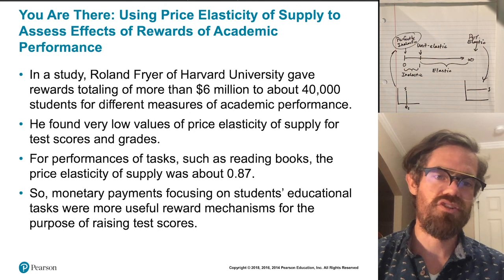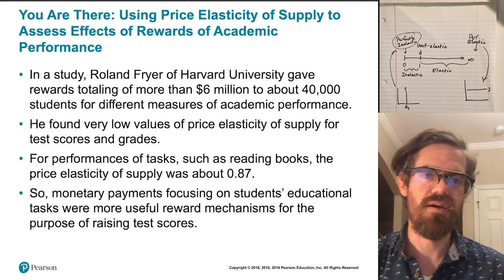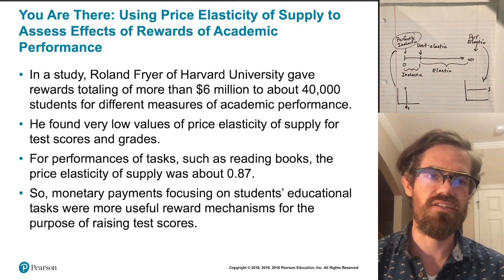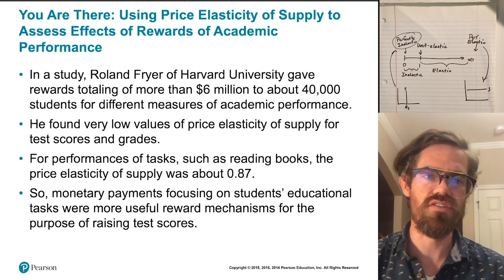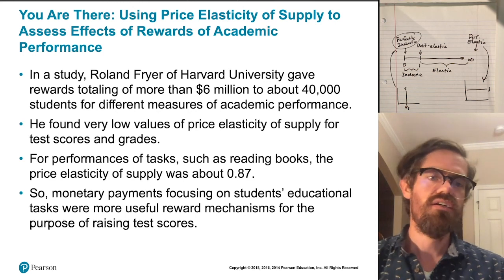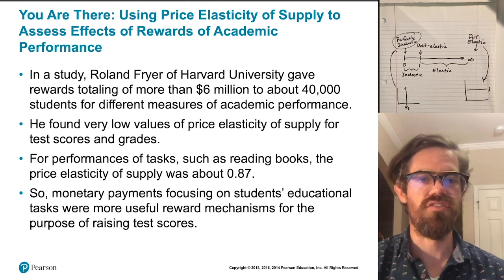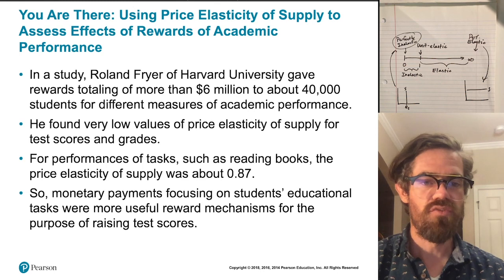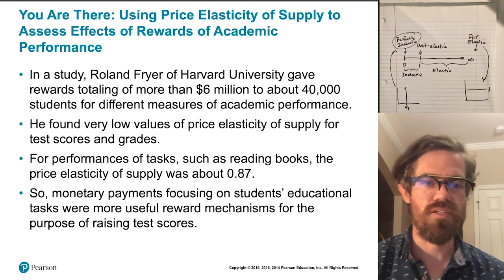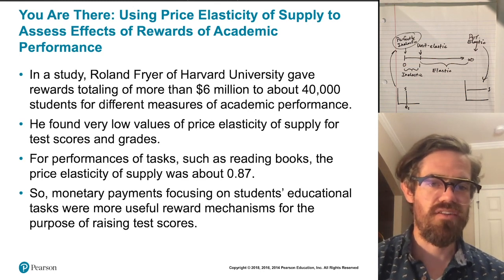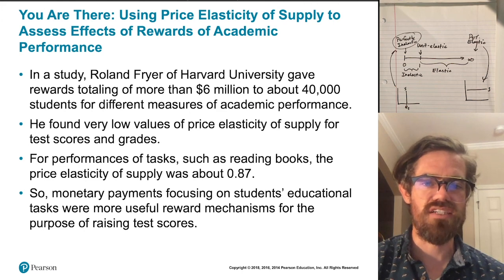All right, so to wrap this chapter up, let's think about using price elasticity of supply to assess the effects of rewards for academic performance. So in an interesting study, Roland Fryer of Harvard University gave rewards totaling more than $6 million to about 40,000 students for different measures of academic performance. And he found very low values of price elasticity of supply for test scores and grades.